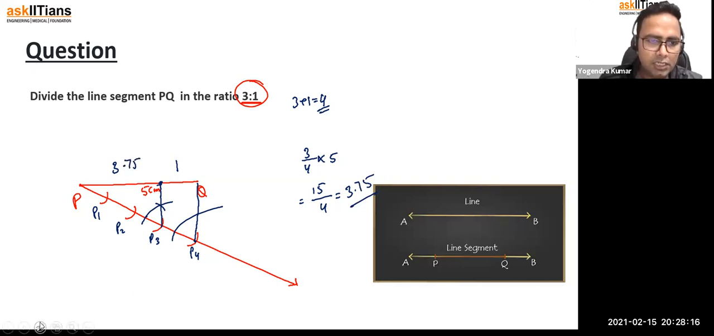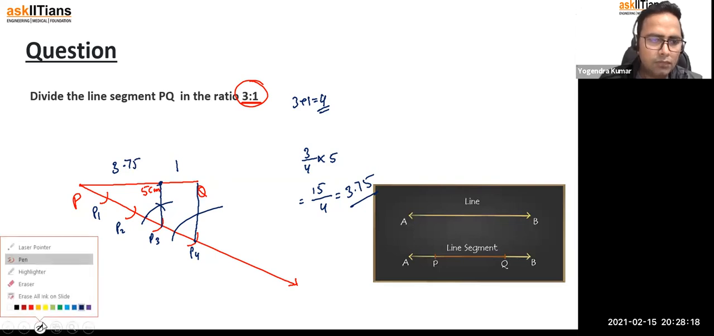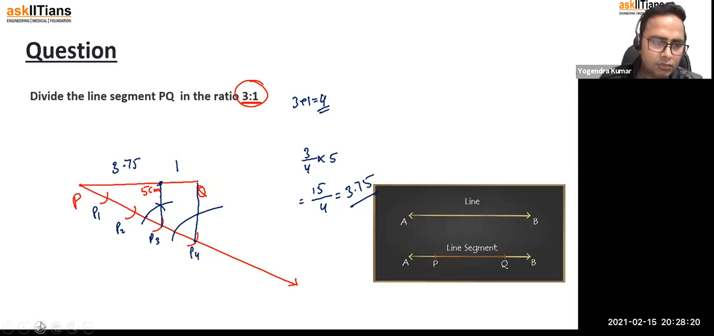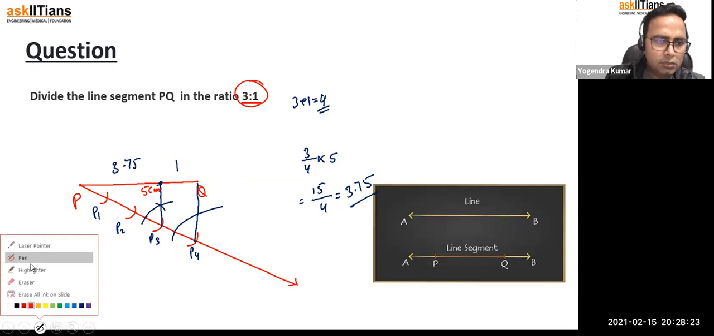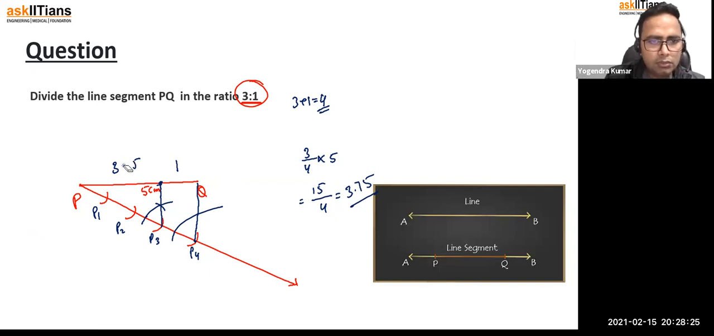I mean to say, the ratio is what we need to do, but just to confirm, you can verify your answer this way also, if you want. Otherwise there is no need. We got already the ratio, 3:1 ratio we got already. This is pretty easy. I hope you got it.